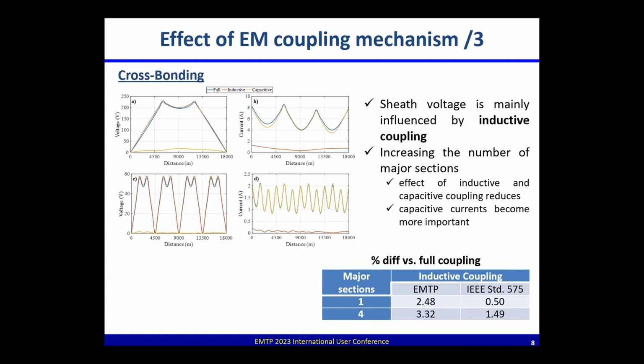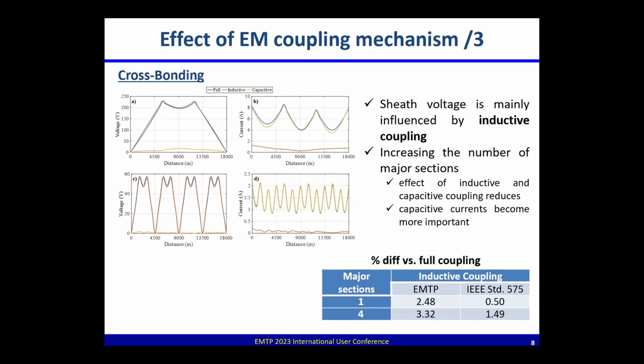Finally, we go to the cross bonding. Here you can see we have simulated a fixed length of 18 kilometers, and we actually change the number of major sections. In Fig A and B, you can see the sheath voltage and the sheath currents for one major section, while in Figs C and D, you can see the corresponding results for 4 major sections. We can see that the sheath voltage is again influenced by the inductive coupling. The blue curve follows the red one.